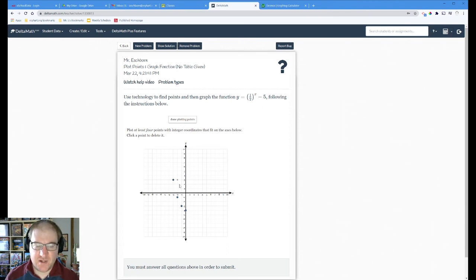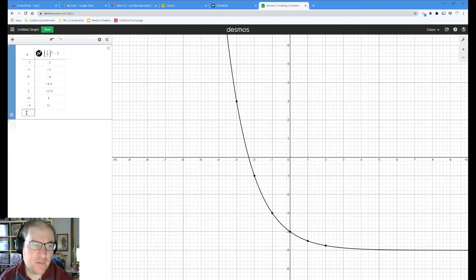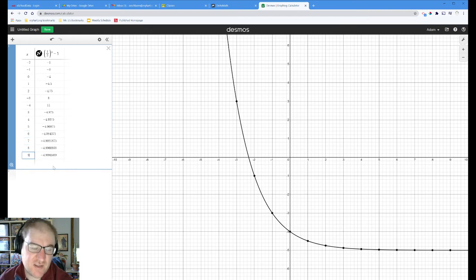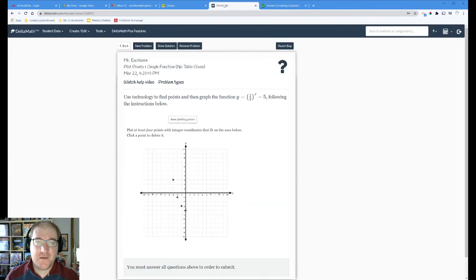So I see this part. I really want to know what's going to happen over here. So I'm going to add another point here. I'm going to add 3, not good enough. Decimal 4, 5, 6, 7, 8. You can see that there's no more points for us to use. This graph is getting closer and closer to -5, which was part of the equation, but it's never going to actually get there. So I've used all the points I can use that are integers.